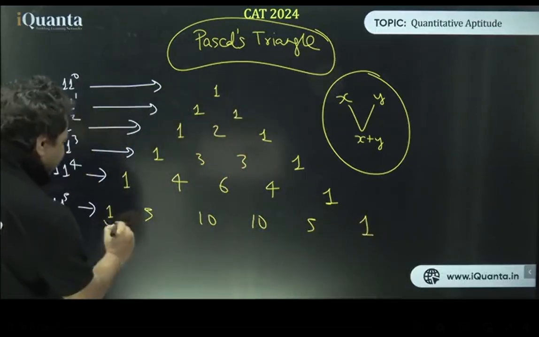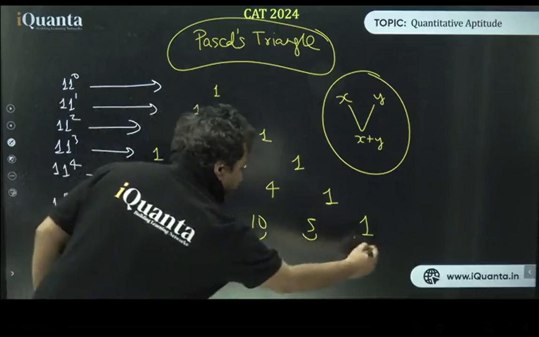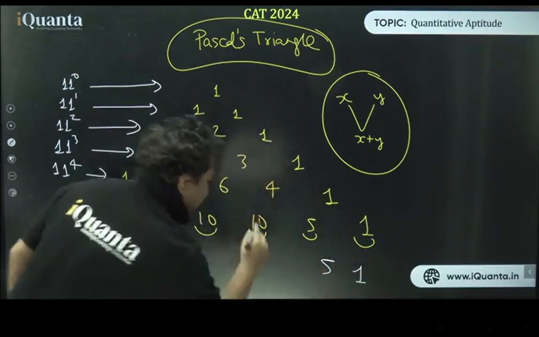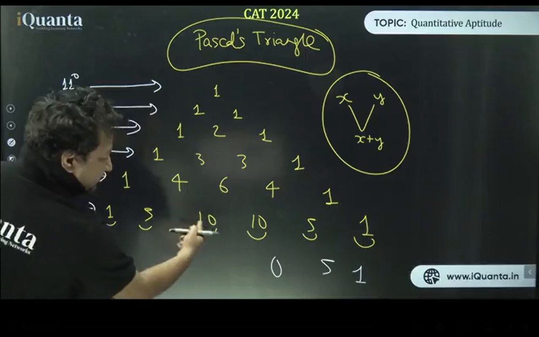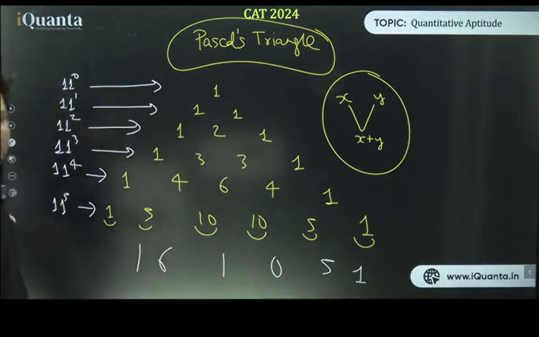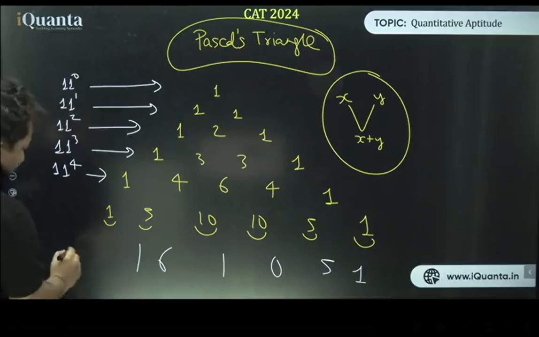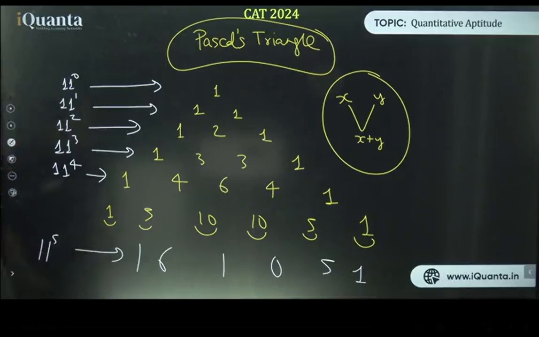But here, as you can see, in these two we have 2 digits. Only 1 is allowed. So simple जो बचपन में करते थे, carry forward. 1 remains, 5 comes, 0 remains. 1 goes for carry forward. This becomes 11. 1 remains, 1 goes here, 6 and 1. So 1, 6, 1, 0, 5, 1 will be 11 to the power 5. All right? This will be not this, but this will be 11 to the power 5.